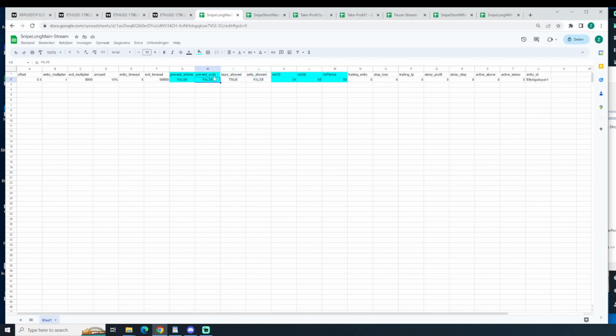This one has prevent exits false, but we're going to set it to true, meaning we do not want this agent to exit. We're going to set the amount to 100% because that's what our TradingView backtest is based on. We're having an entry timeout. The rest of it seems fine to me.